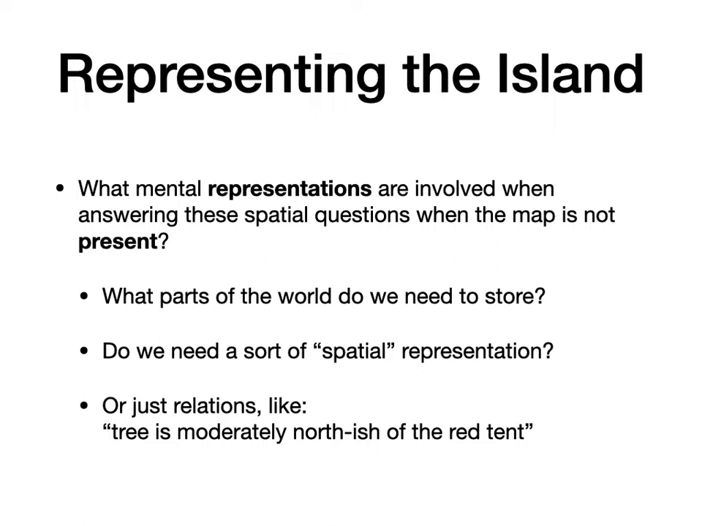Another question, though, is do we actually need a spatial representation? Or can we just do the whole thing in relationships, right? The tree is moderately northish of the red tent, versus having a more robust, whole internal picture of the map.